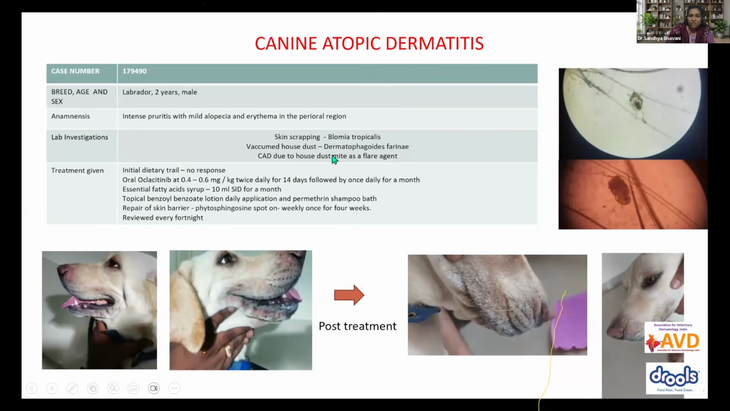So then we asked the owner to get the vacuumed house dust. So with the vacuum cleaner, you can get the fine dust particles. He brought that, and in that we saw Dermatophagoides farinae.